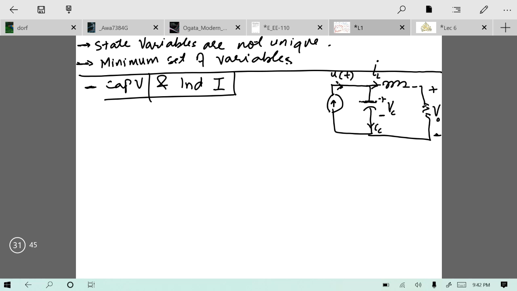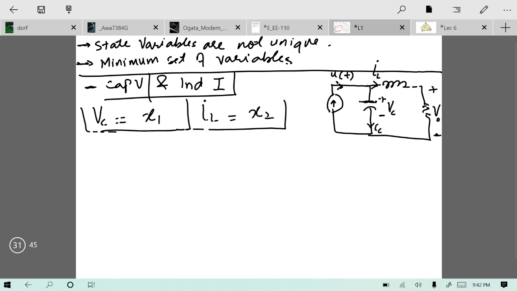So I would also like to take capacitor voltage and inductor current as my state variables, and I can write my state equations with the help of these two state variables. If I say that capacitor voltage Vc is equal to x1, where x1 is one state variable, and IL is equal to x2, then x1 and x2 are my two state variables. x1 is the capacitor voltage and x2 is the inductor current.